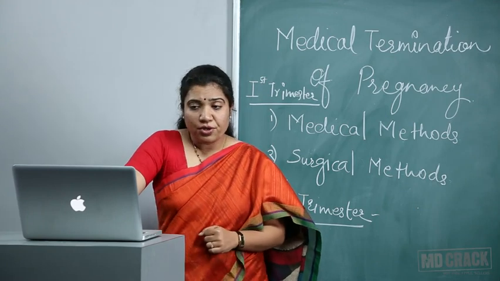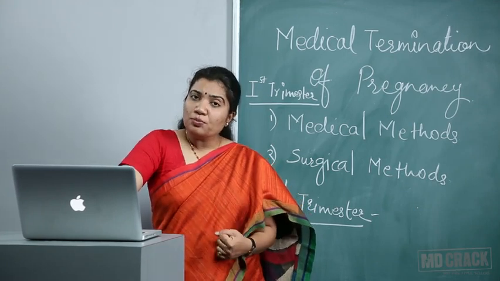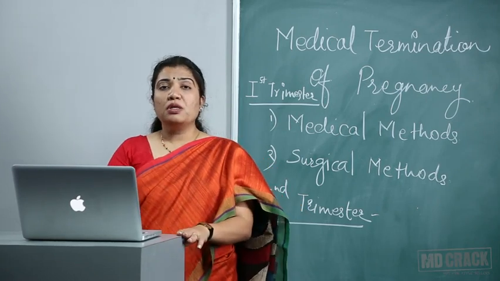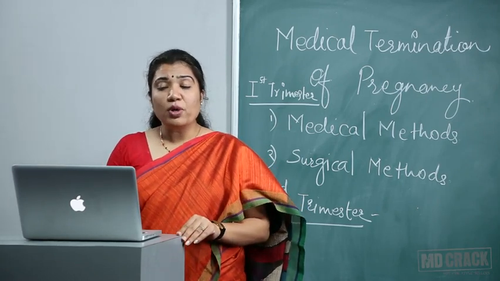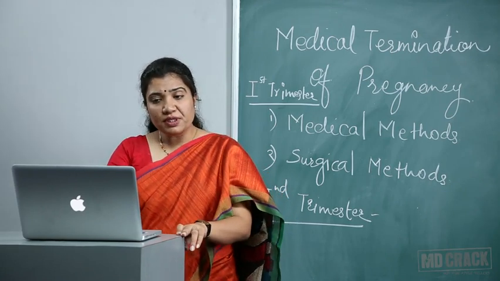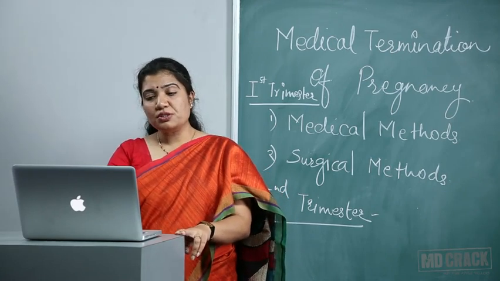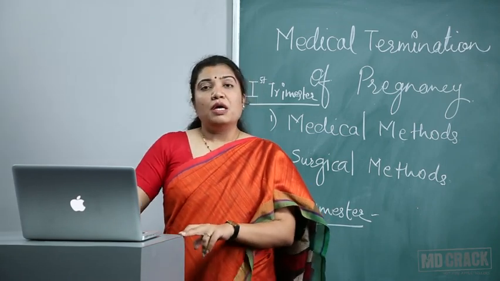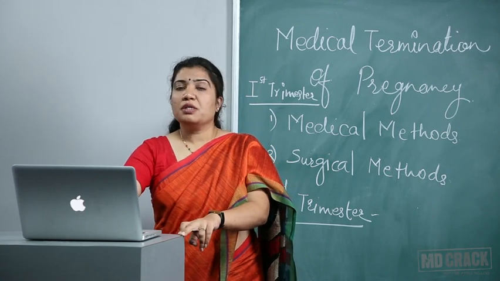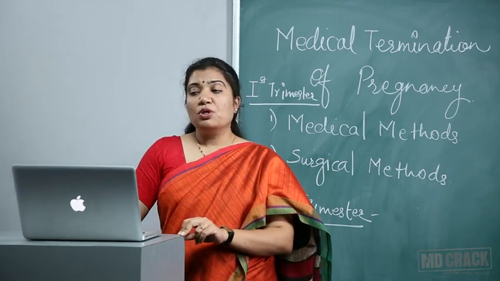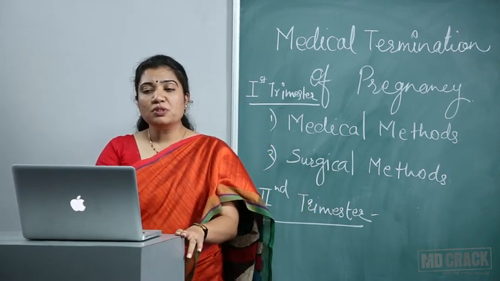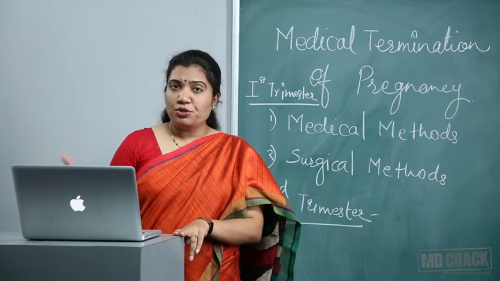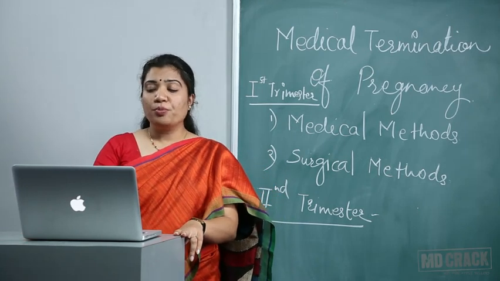Chronic adrenal failure, patient on long-term corticosteroid therapy, severe anemia, coagulopathy or anticoagulant use, active liver diseases, uncontrolled seizures, and serious diseases: these drugs are not to be used. In bronchial asthma also, prostaglandins are not to be used. So these can be the MCQs: what are the contraindications for use of medical termination of pregnancy or for use of prostaglandins.